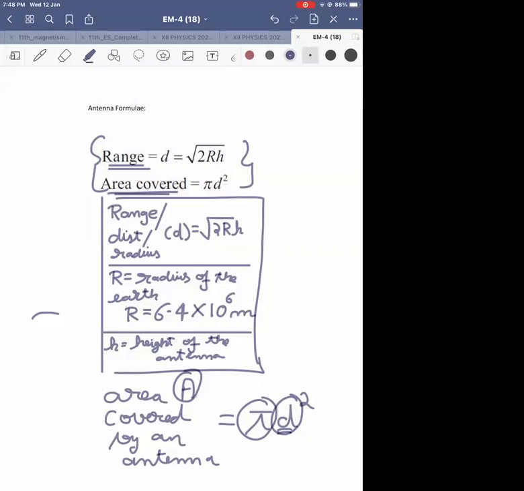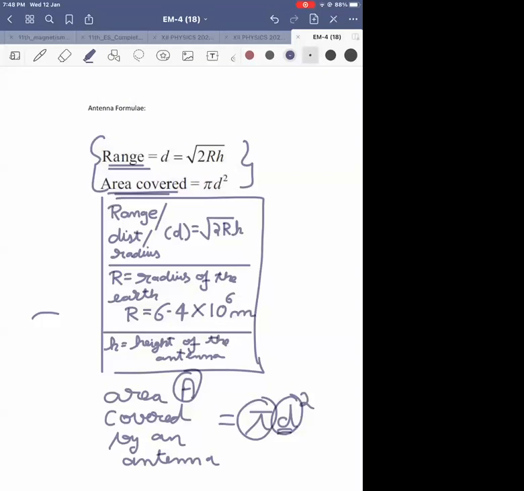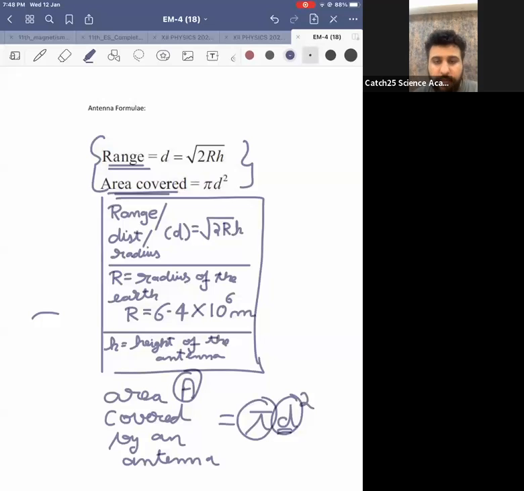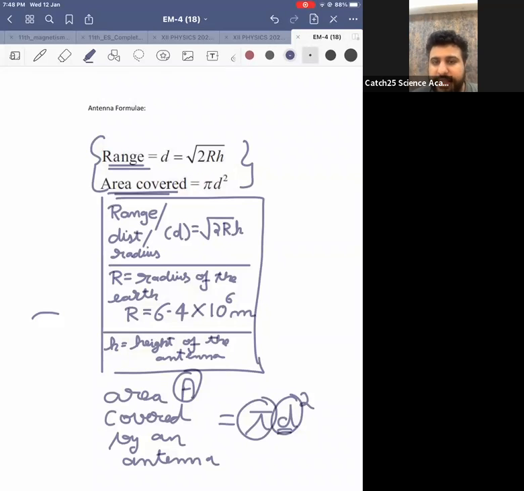Now, using these two formulae, we'll have to solve some problems. Sir, should we write it on that formula sheet? If you have made a formula sheet, very good, make a note in the formula sheet also, no problem. So in the formula sheet, you will have 4 formulae right now. We have done one formula for frequency and wavelength, one formula for electric field and magnetic field, one formula for range covered by an antenna, and another formula for area covered by an antenna.